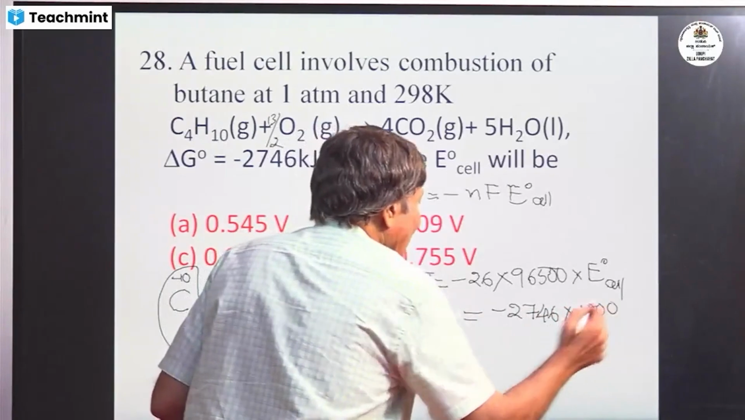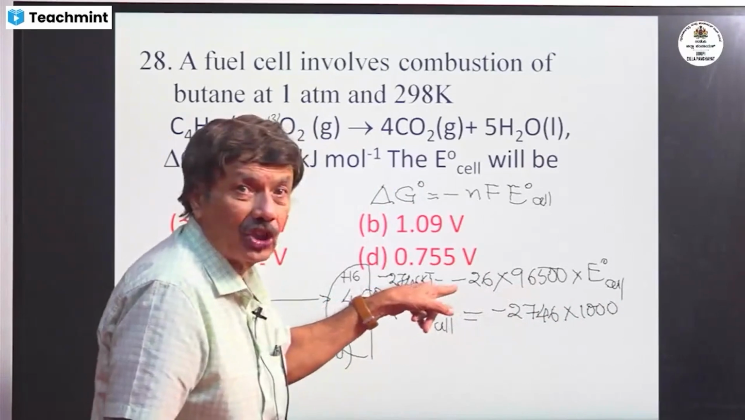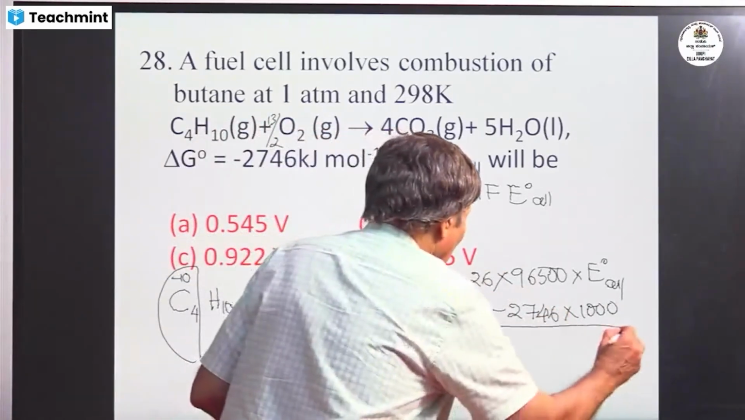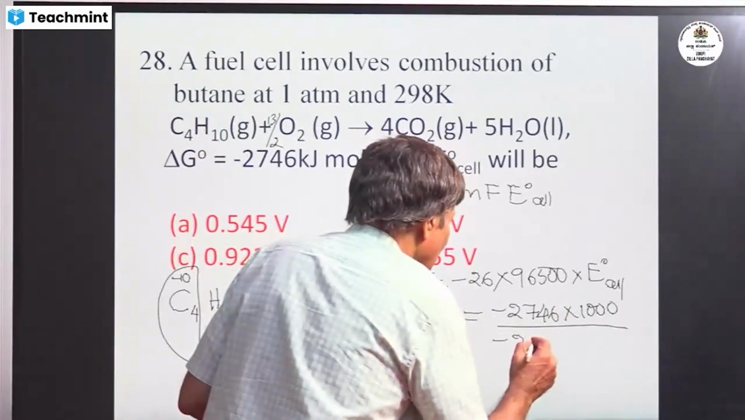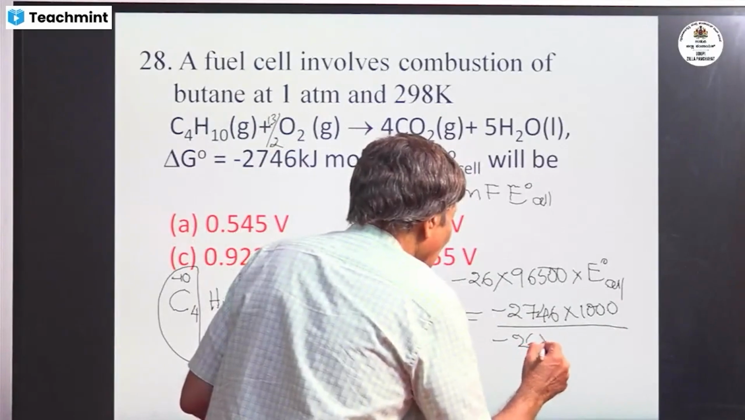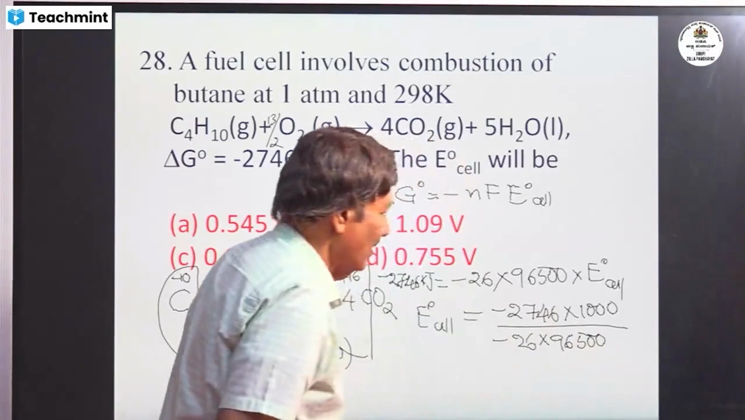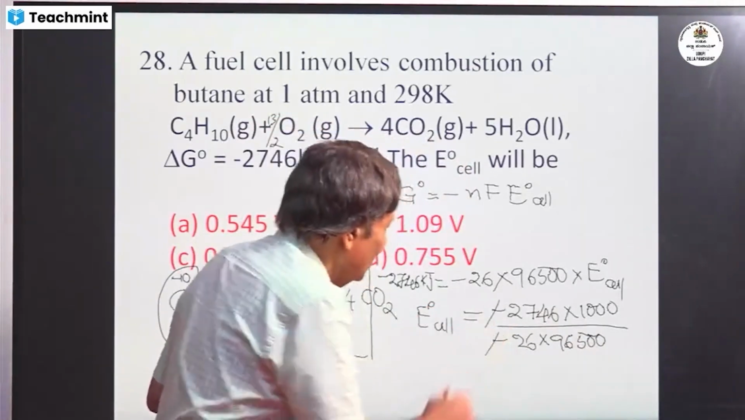I shall multiply it by 1000. You understand why I multiplied by 1000? Because it is in kilojoule, and I want to convert it into joule. Divided by minus 26 into 96,500. Right? How did you get this? Minus minus is gone.